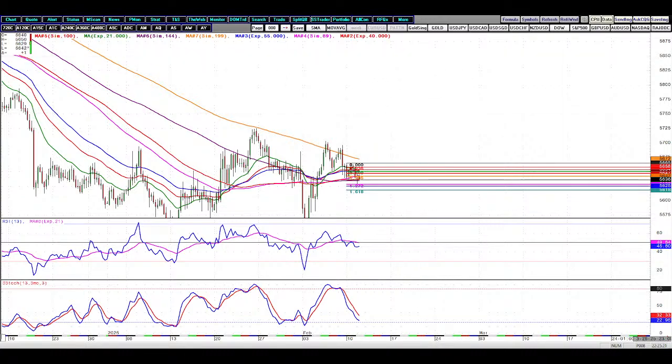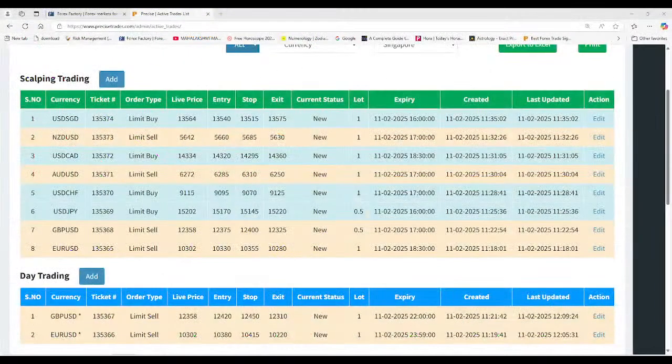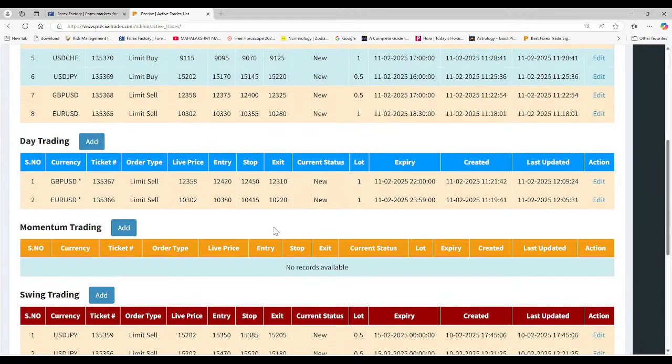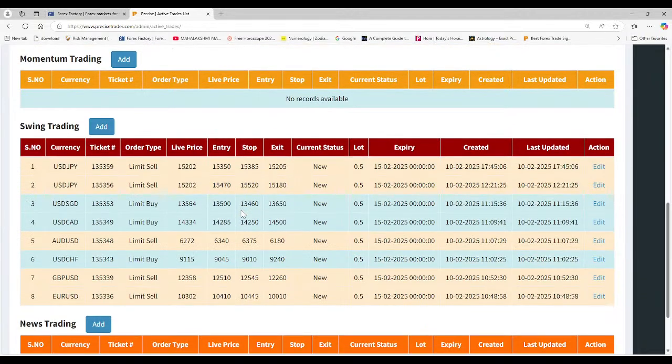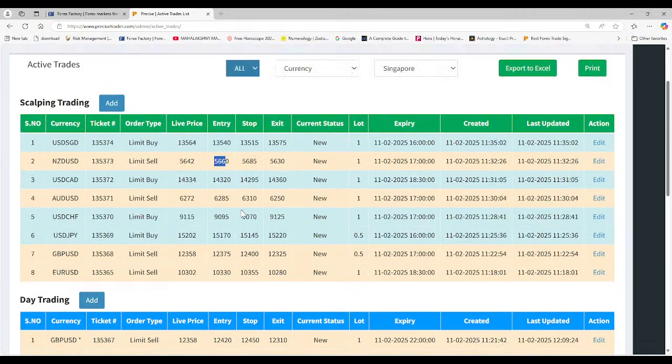So I think that should be our call. We are trying to sell at 56.60 and exit at 56.30. I think this is a valid call as of now. And we don't have any other signals because the market is in a very tight range. So wait for the break to happen.